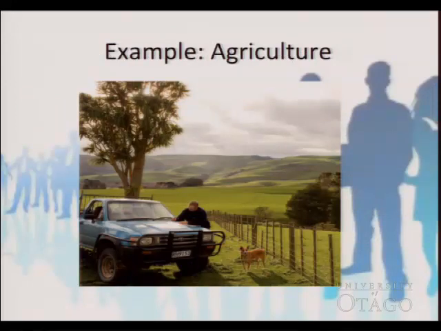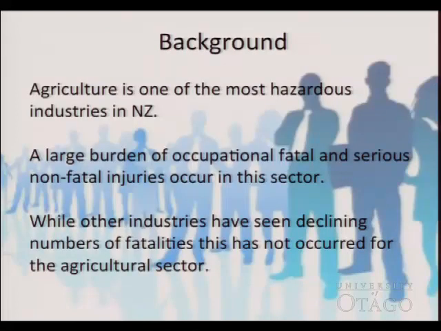Okay, so let's just move on to the example of agriculture. Agriculture is one of our most hazardous industries in New Zealand. A really large burden of occupational fatal and serious non-fatal injuries occurs within this sector. While other industries have seen declining numbers of fatalities and serious injuries over time, this hasn't occurred within the agricultural sector, and that's for a number of reasons.